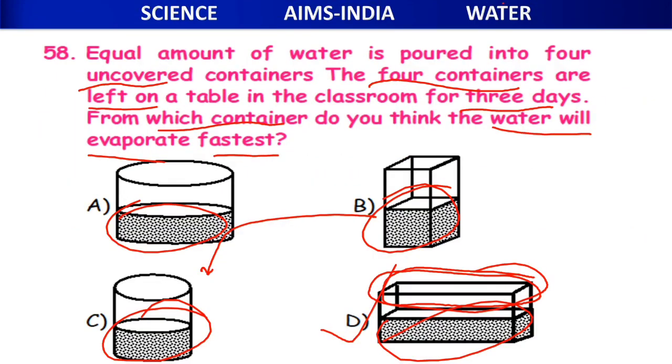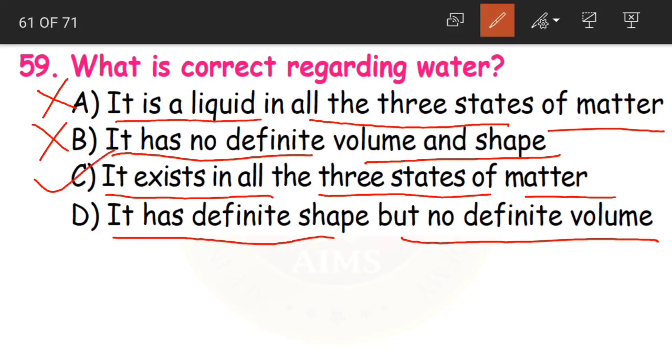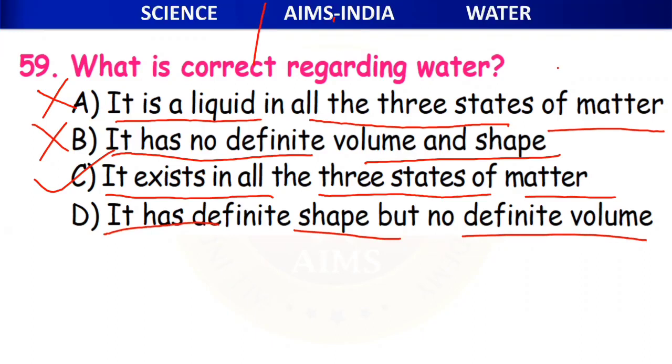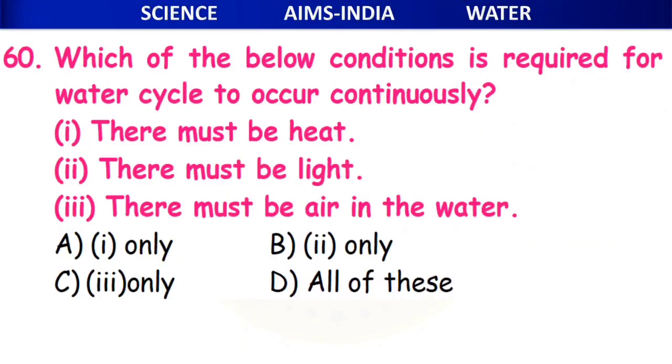And the third one, it exists in all the 3 states of matter. Yes, as we said, it is in liquid state, solid state, and all. Children, regarding the fourth point, that is D option, it has definite shape but no definite volume. This is also wrong, because it will take the shape according to its container. So we cannot say that it has a definite shape. Clear children? Yes, so that is why C option is the correct one.